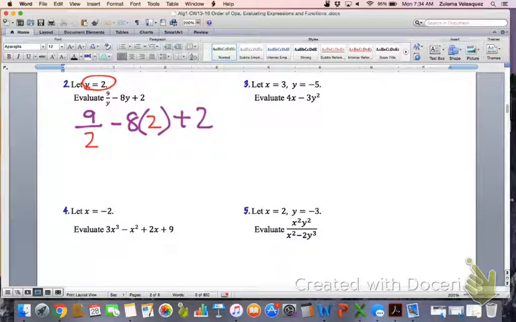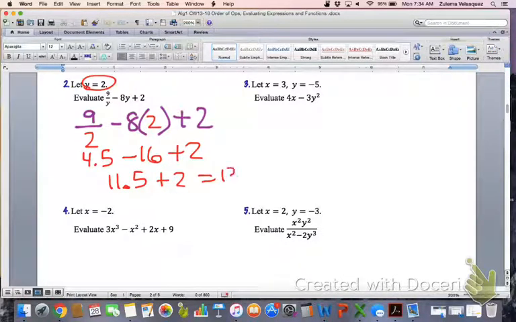Here we're going to get a decimal with 9 divided by 2. That's 4.5. So divide first. Multiply goes next because we're going from left to right. And we just go ahead and simplify from here. 4.5 minus 16, that's going to be -11.5. Add 2, that's going to be -13.5. Final answer.